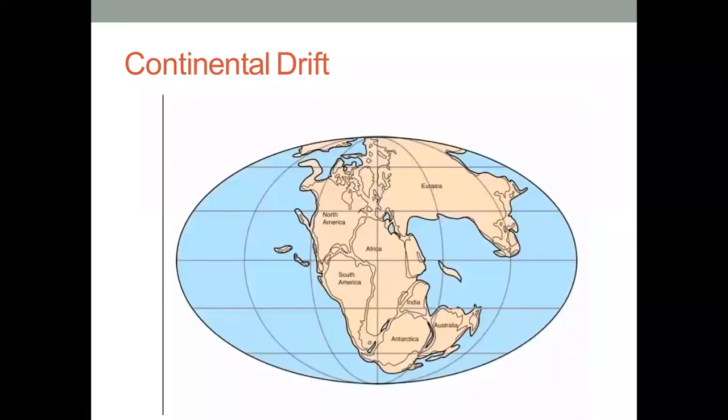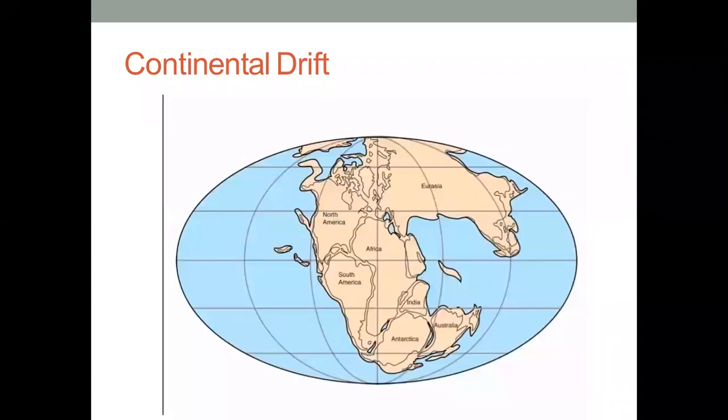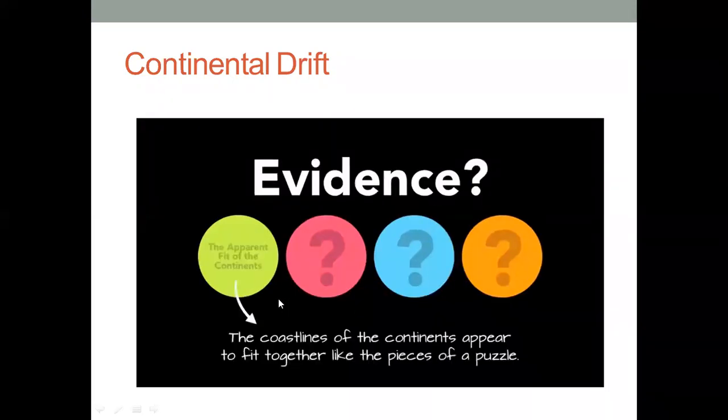Now, how did he prove it? Based on 4 evidences, he proved it. This is the supercontinent which existed 250 million years ago, that he named Pangaea. So the first evidence is the apparent fit of the continents.